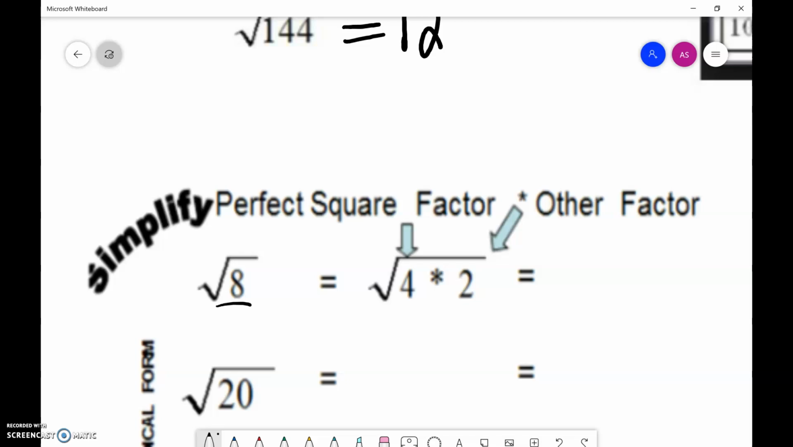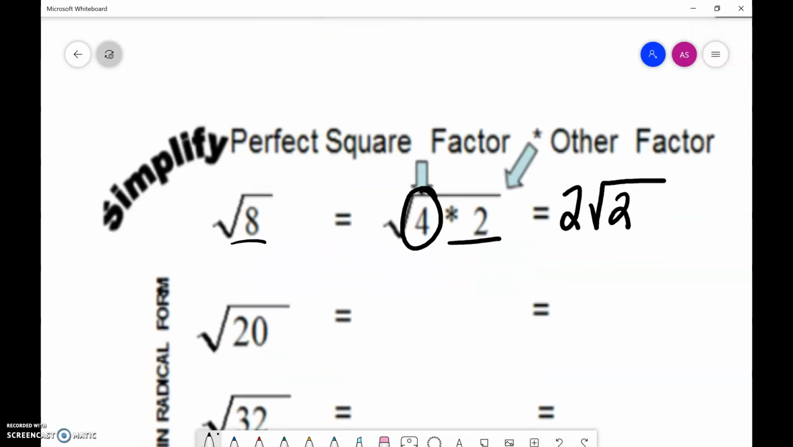Since I rewrote that, I'm going to circle the 4. The reason I'm circling the 4 is because 4 is the perfect square, and I can break that down, because the square root of 4 is 2. So 2 is going to come out, and then I'm going to have 2 on the inside because that was left, and that's my answer, 2 square root 2.